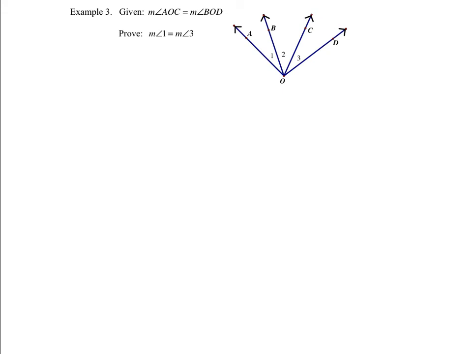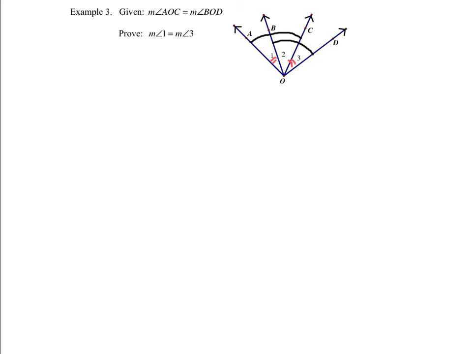In our third example, we're given that the measure of angle AOC, which is this large angle right here, is equal to the measure of angle BOD, this large angle right here. And we're asked to somehow prove that angle 1 is congruent to angle 3, or the measure of angle 1 equals the measure of angle 3.